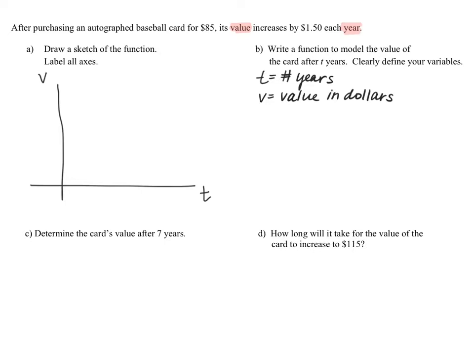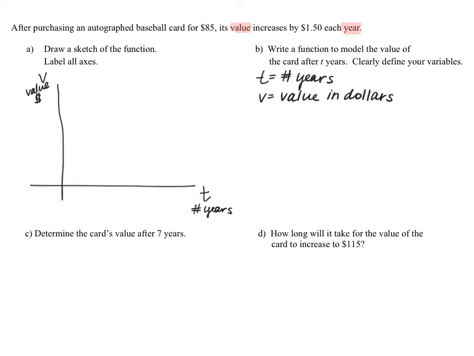So we've got my V axis, which is my vertical axis, and my T axis for time, which is my horizontal axis. I'm actually going to go ahead and label those axes a little bit more. So T is number of years. That's my horizontal axis. And V is my value. And then I'll put a little dollar sign to indicate that we're measuring that in dollars.